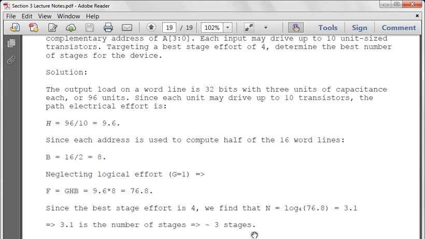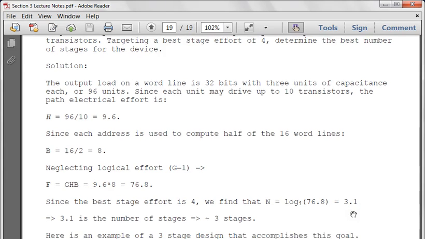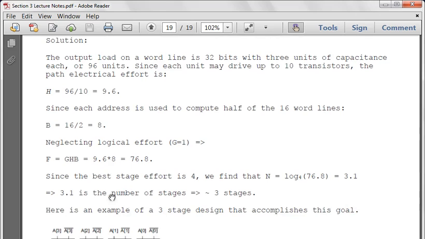Next, taking the fourth root, we could determine the best stage effort. We find that N is approximately 3.1 by using the natural log, and then we can say 3.1 is the best number of stages. So that's just taking an industry example and plugging it in.